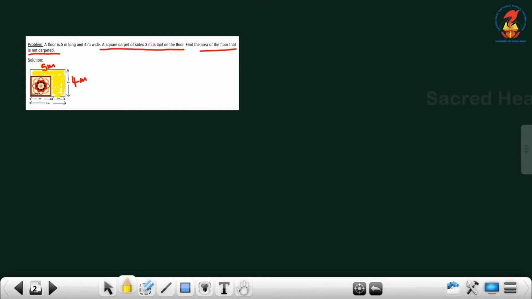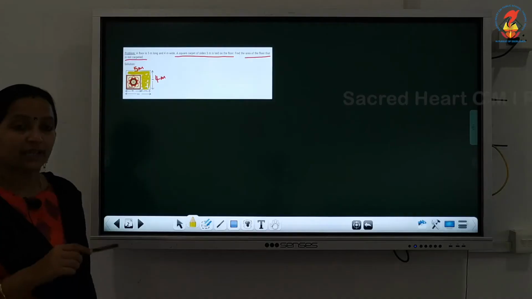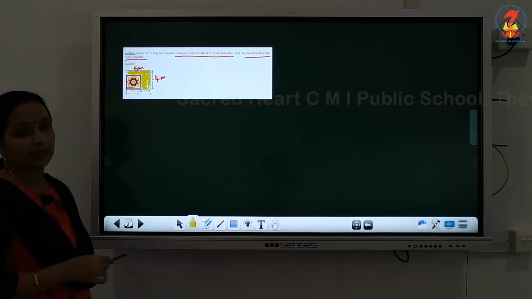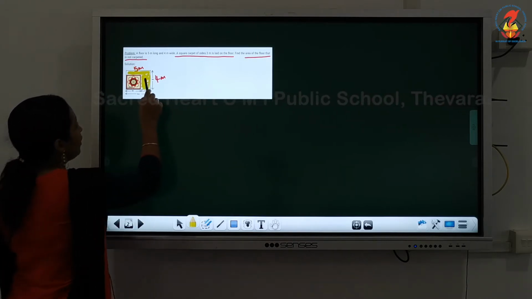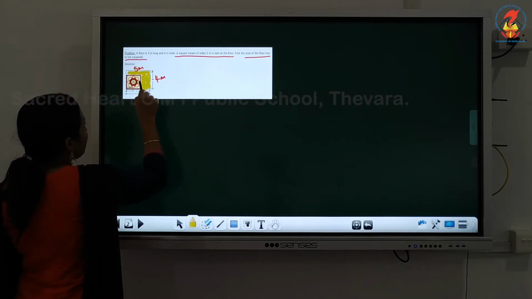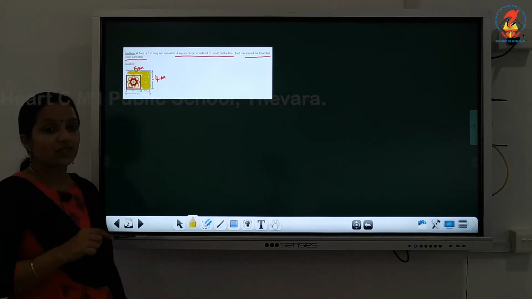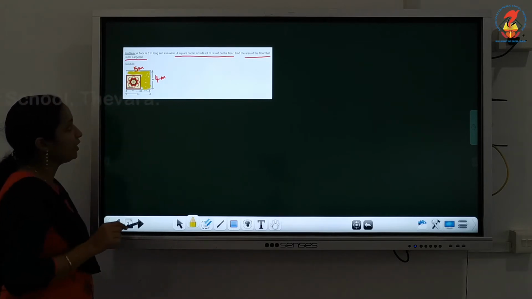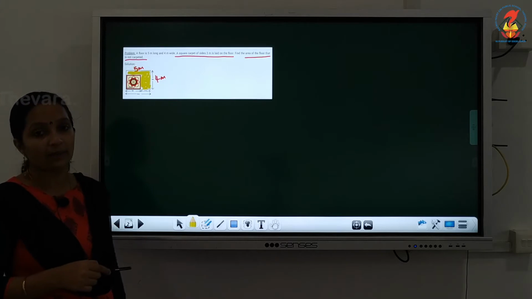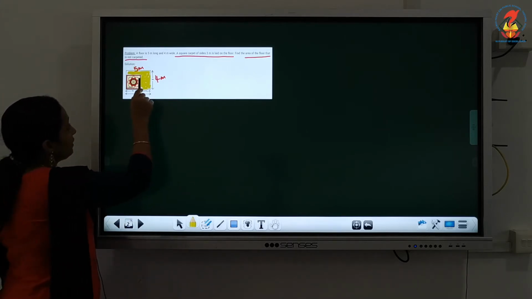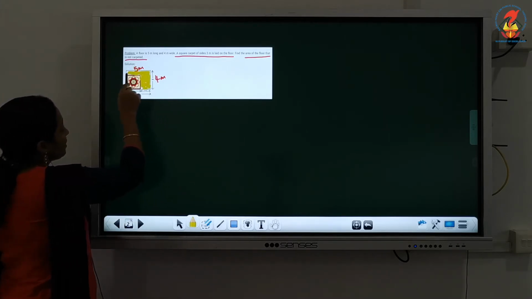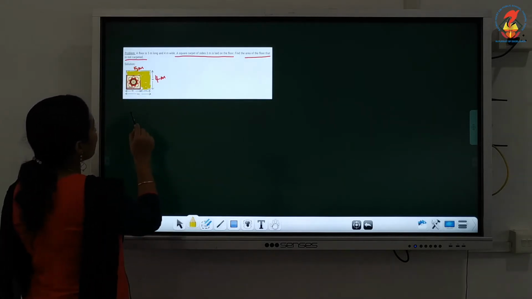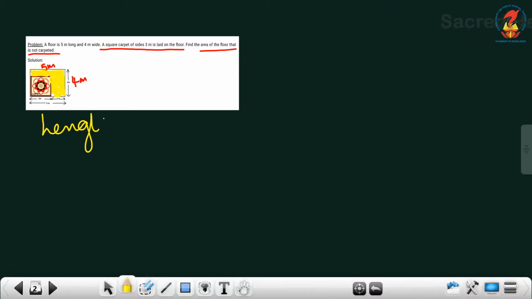How will we find the area, children? The length and breadth of the floor are given, and we know the side of the square carpet. How will we find the area of this remaining part of the land? Listen children, if you know the area of the floor and the area of the square carpet, when we do subtraction, will you get the area of the floor that is not carpeted? Yes. So what you have to do here, children, first we have to find the area of the floor.